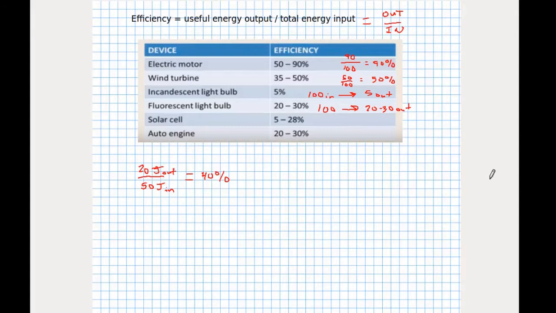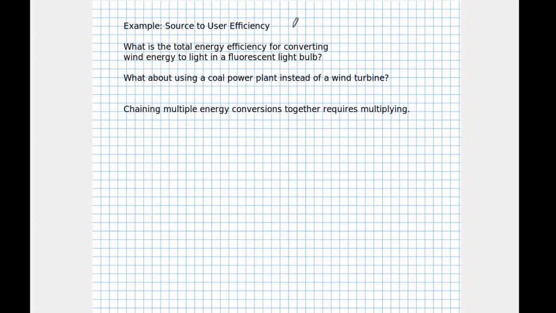Okay, so now I want to think a little bit about those numbers for efficiencies and what it means for kind of a practical problem. So the example is thinking about the source to user efficiency. And the question I want to start off with, what's the total energy efficiency for converting wind energy, say in a wind generator, to light in a fluorescent light bulb? So I want to convert wind energy to light in a fluorescent light bulb.